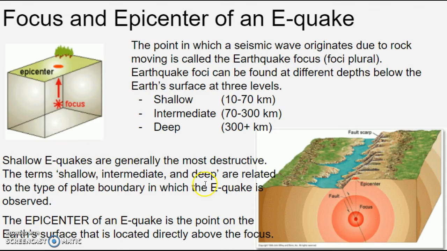In terms of shallow, intermediate, and deep, they are related to the type of boundary in which the earthquake is observed. So if you think of a deep earthquake, I would say it's in your best interest to think, well, if it's a deep earthquake, we're looking at something that is subducting. It is a slab of oceanic crust. Sometimes even intermediate ones are associated, but you would find shallow anytime you have just rock move, and all of that energy is released at once. The epicenter of an earthquake is the point on the Earth's surface that is located directly above the focus. In other words, it's on the surface, directly above the focus of the earthquake itself.